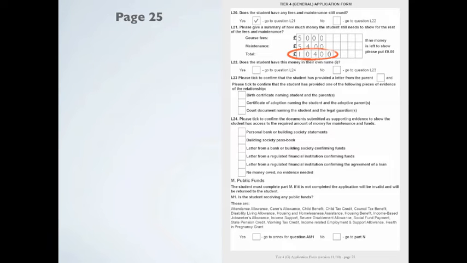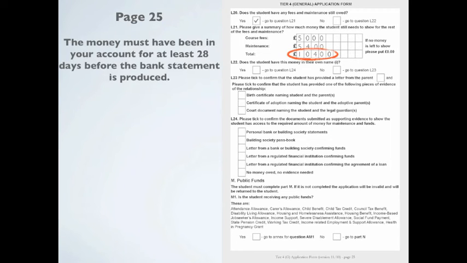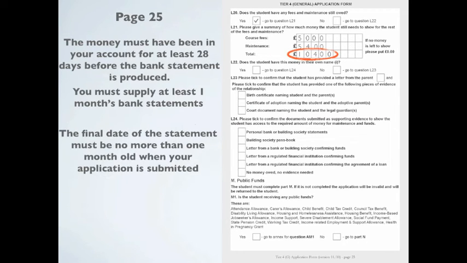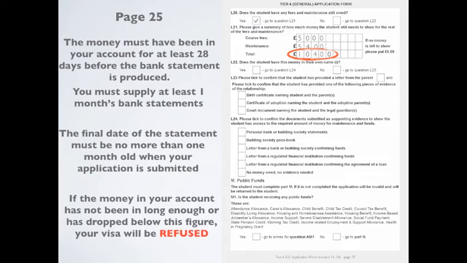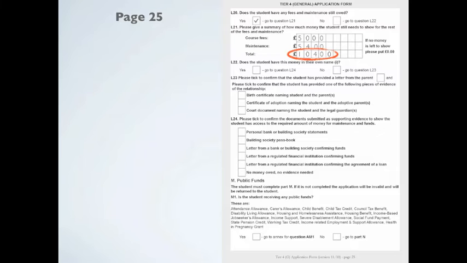This money must have been in your bank account for at least 28 days before the bank statement is produced. You must supply at least 1 month's bank statements. The final date of the statement must be no more than 1 month old when your application is submitted. If the required amount has not been in your bank for the whole 28 days, or has dropped below the required amount at any point during that period, you will fail to meet the maintenance requirement. This will result in your application being refused.